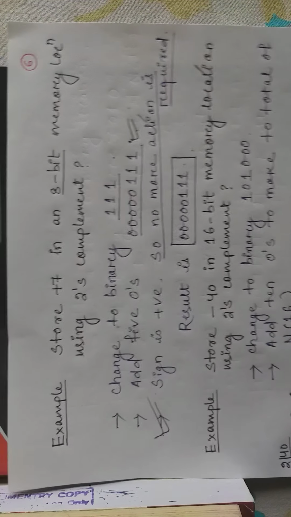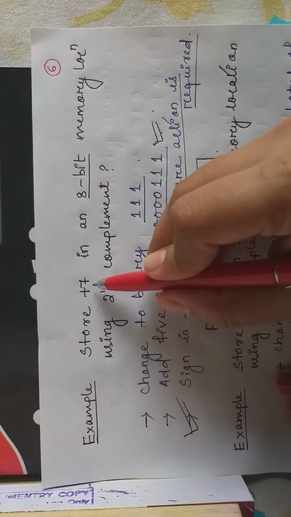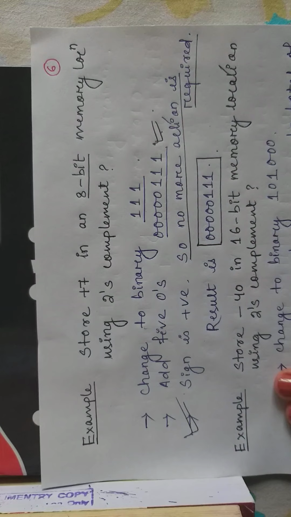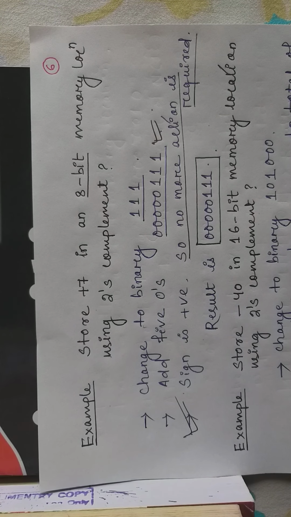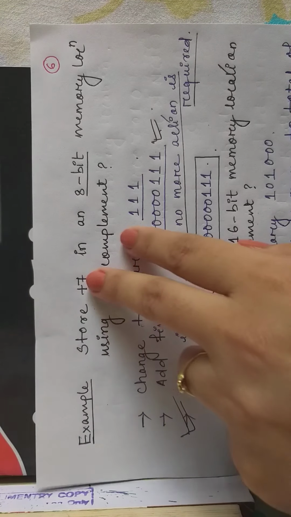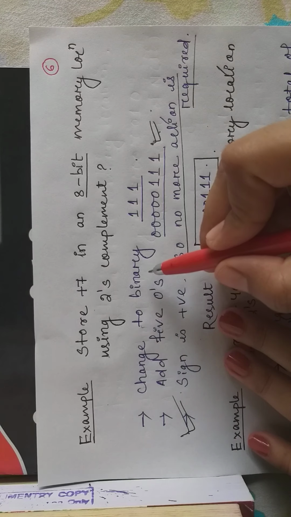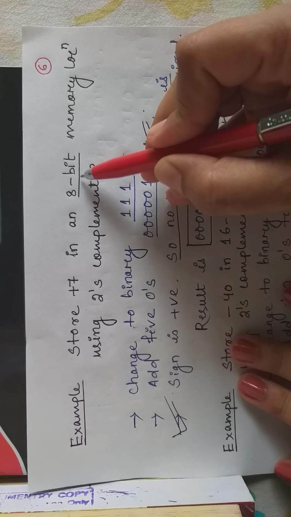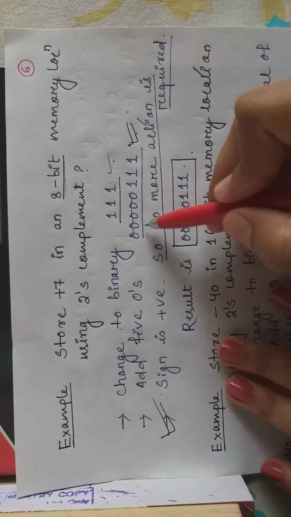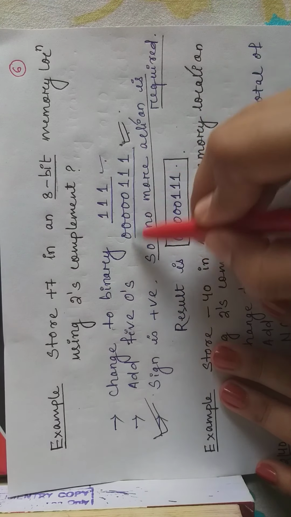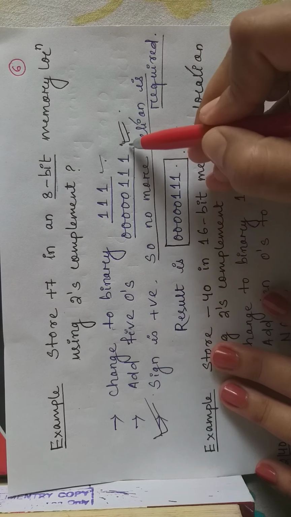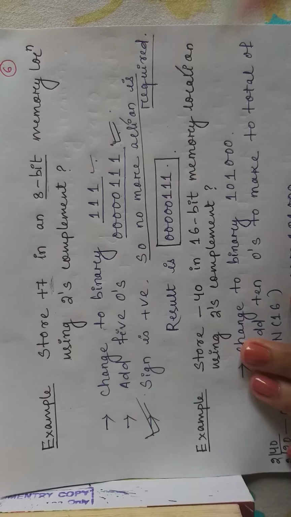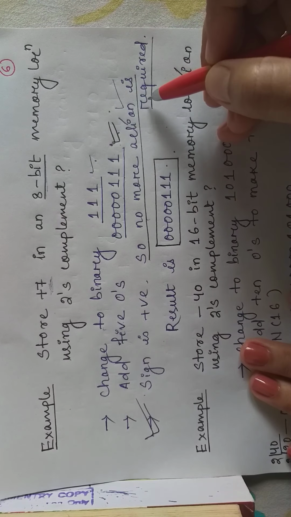Here we are taking an example for the 2's complement. Store plus 7 in 8-bit memory location using 2's complement. First, convert that number to binary, that means 7. Convert the 7 to binary, that is 111. Add 5 zeros because we require 8-bit memory location. Here we are adding 5 zeros to make it 8-bit. Here 50 111. But as the number is positive, no more action is required.